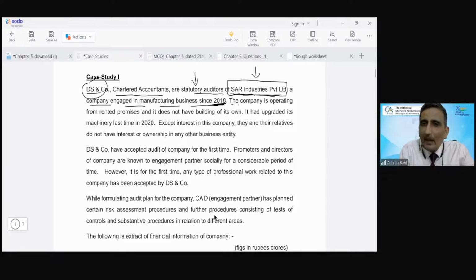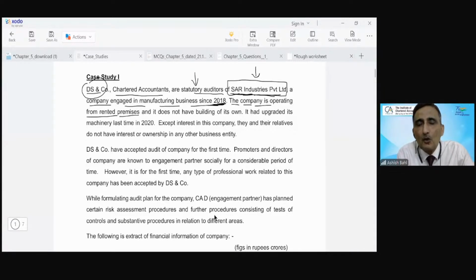So by underlining, you are ensuring that you are reading each and every word. And thereafter, it becomes your habit. The company is operating from rented premises.